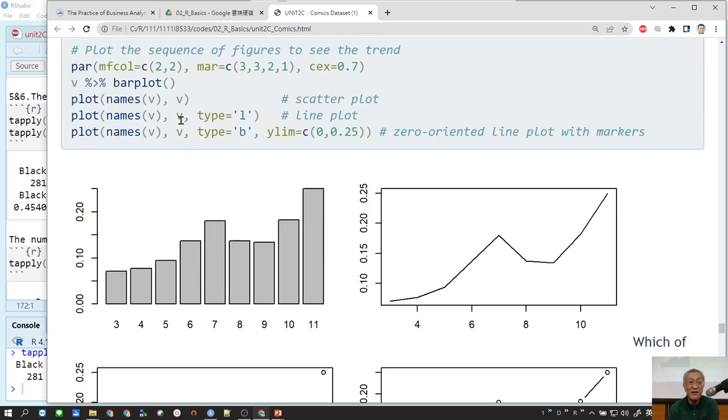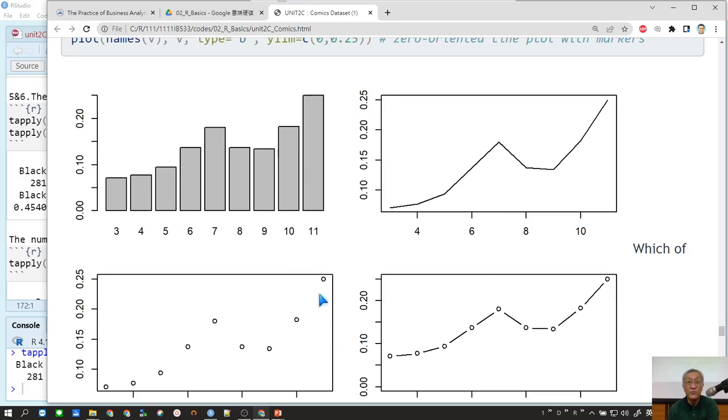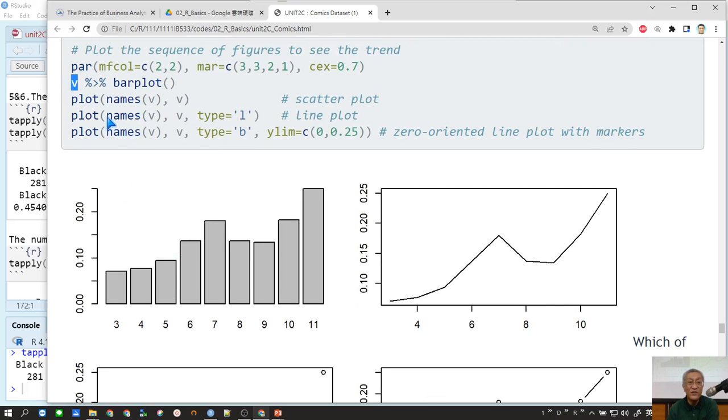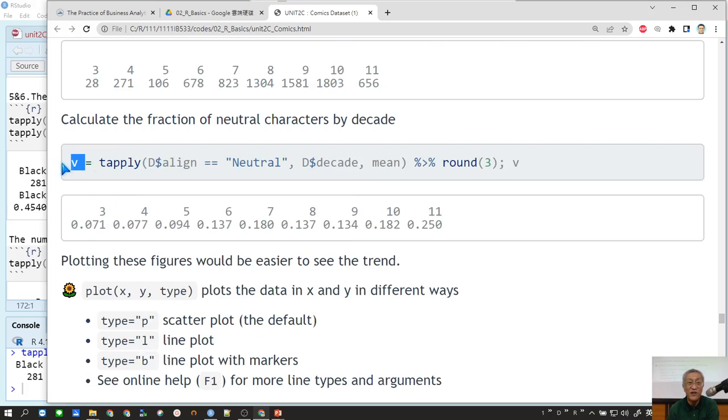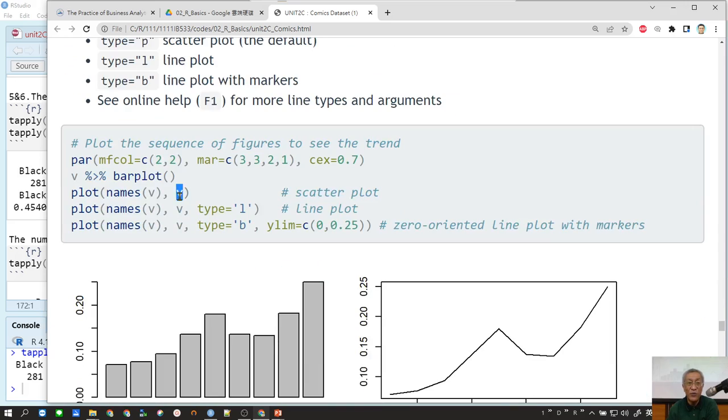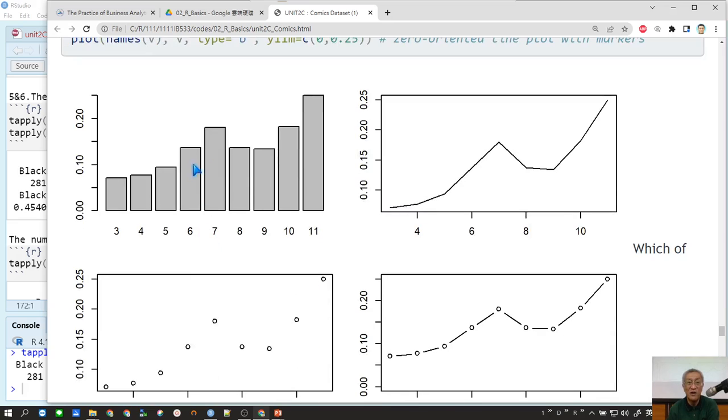So if I do a bar plot, I can do it like this, right? This is the proportion of neutral characters in each decade. So you can see the trend here. It's an upward trend, and going down in the 80s, and then upward again. See? In R, you can plot it in a lot of different ways. You can plot it by bar plot. V is actually this vector. So if I directly put V into a bar plot, I'll see this one.